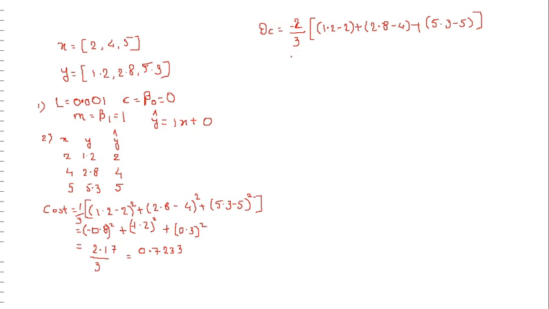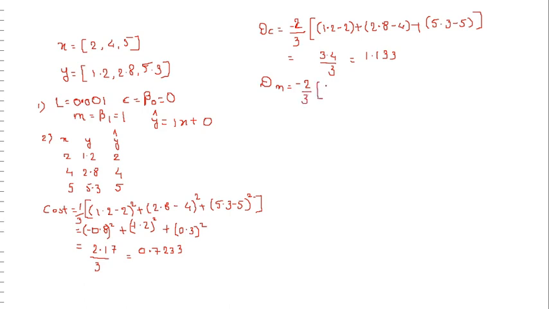After putting all the values, we get 3.4 divided by 3. And what is my final value? I get 1.133. This is the value for my DC. Secondly, let us compute DM. Again, it's minus 2 by 3.